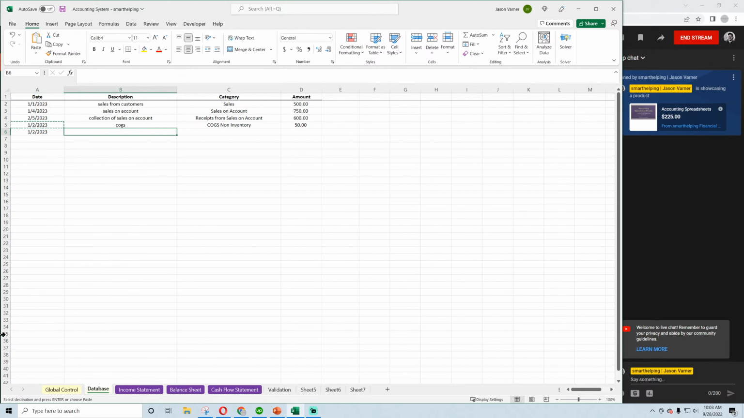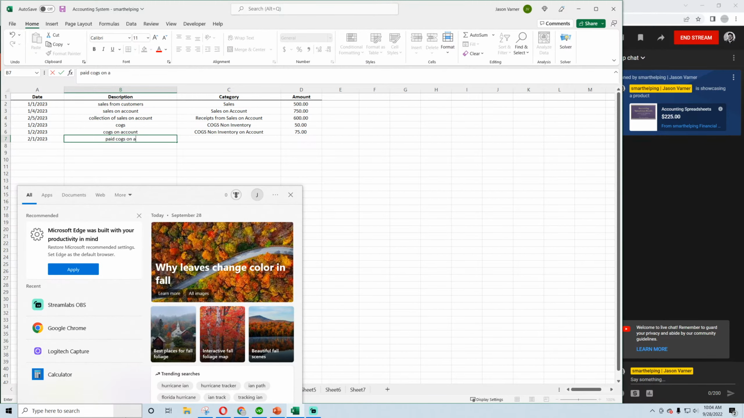You can also enter, same month, let's say cost of goods sold on account. So this is if your non-inventory cost of goods sold items that you're paying on account. Let's say 75 there. So in theory, that should increase accounts payable. This will increase the expense, reduce cash. And the reason why I'm checking this is I want to make sure all the logic works before we go forward.